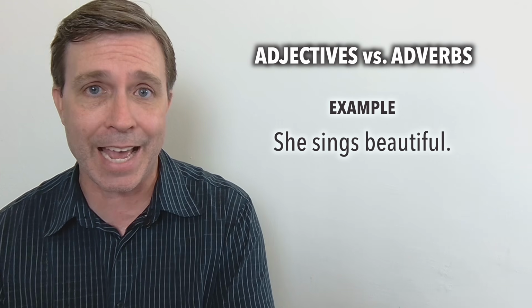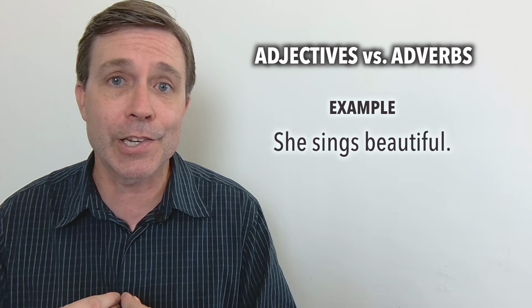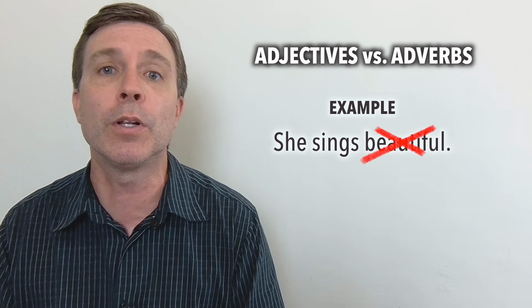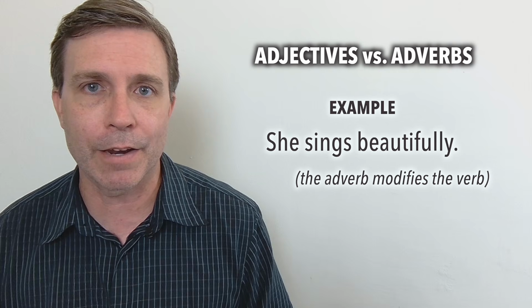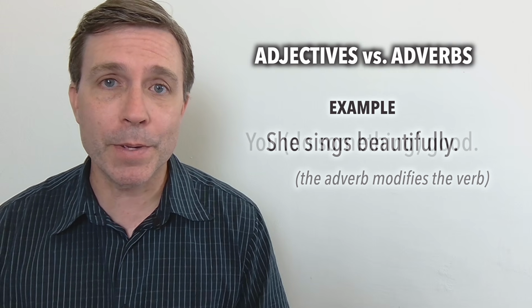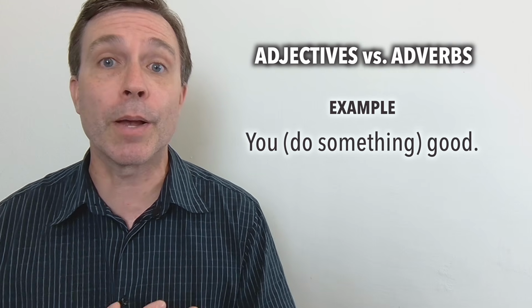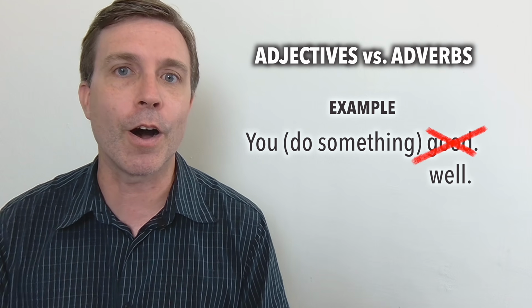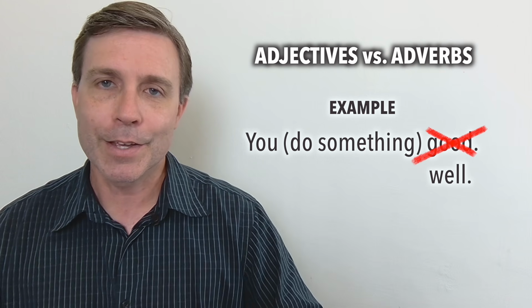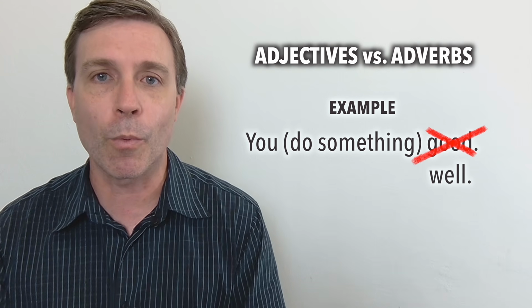And generally what happens is people will use an adjective when they should be using an adverb. Like in the mistake that I just made. Instead of she sings beautiful, I should say she sings beautifully and use that ly adverb. Another common example would be me saying something like I do something good instead of I do something well. Good and well are often confused. In this case, you want to use the adverb well.